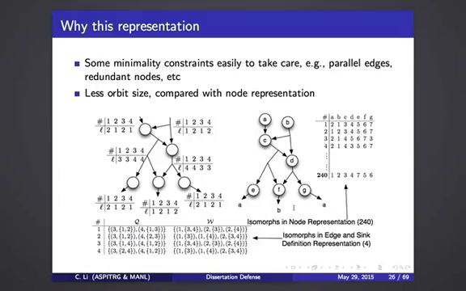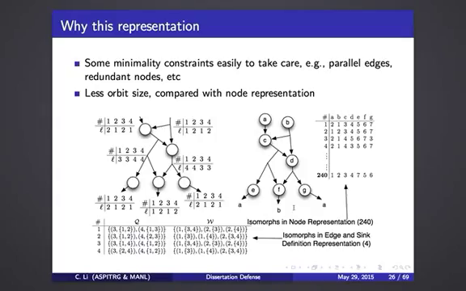And we can also see why did we choose this edge representation? Why don't we simply use the node representation? Okay, firstly, by using edge representation, several minimality constraints can be easily taken care of. So for example, the parallel edge, we simply require no repetition of I in the IA representation in Q. Also, we don't need to worry about the redundant nodes, since we don't use the node representation, and we simply treat the edges with the same input as outgoing edges of the same node.